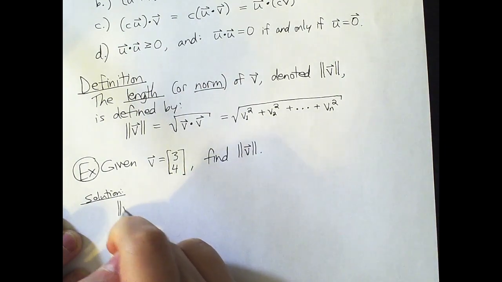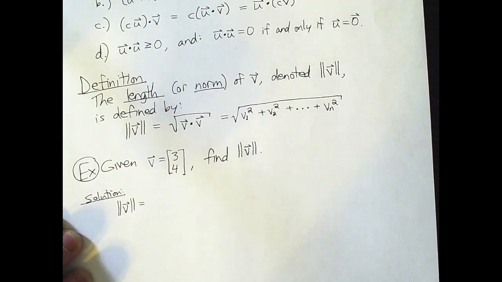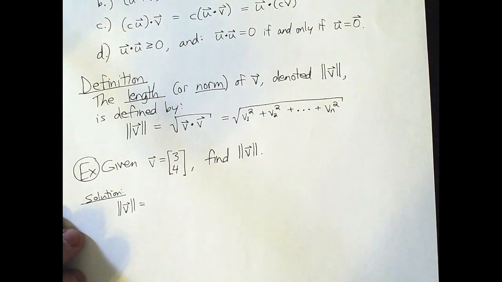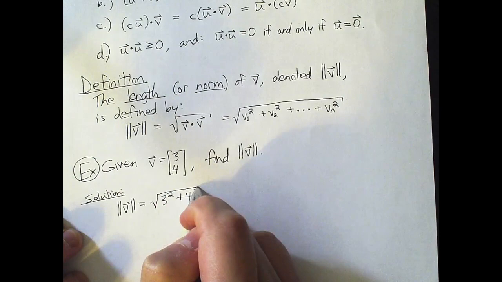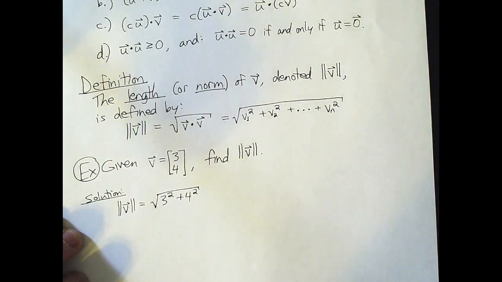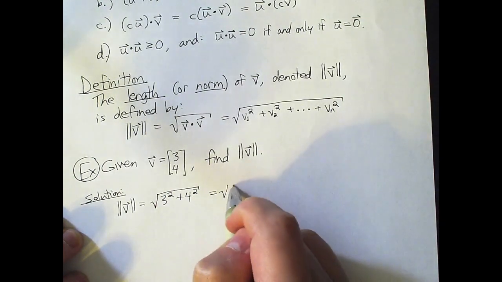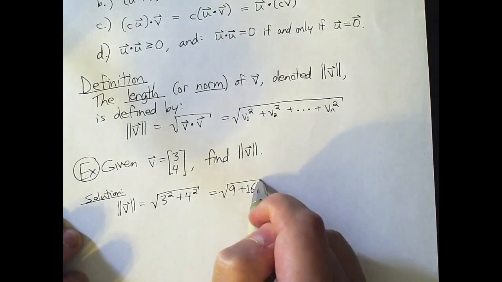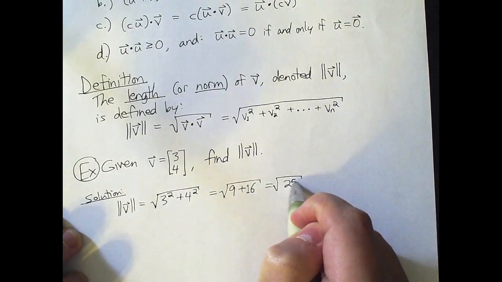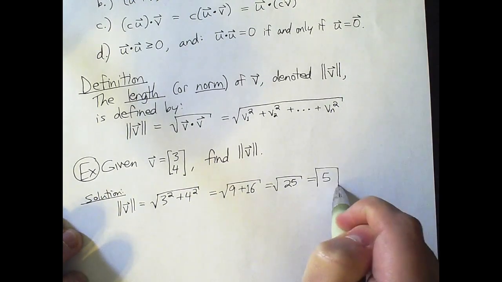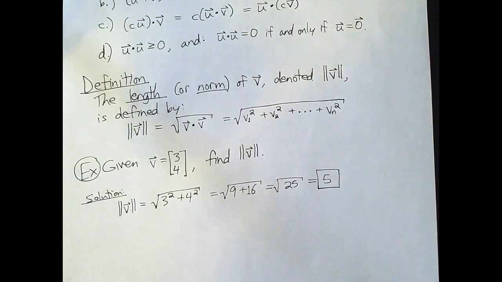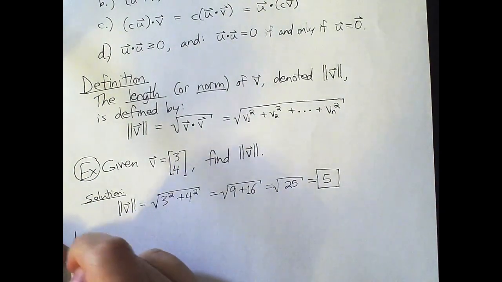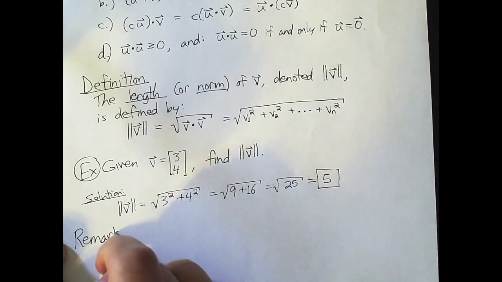I'll just give you a chance in case you're writing that down. Isn't it just going to be the square root of 3 squared plus 4 squared? And then we see if we can simplify it. So the square root of 9 plus 16, it's the square root of 25, which equals 5. So I have some remarks to say about this. We answered that question.